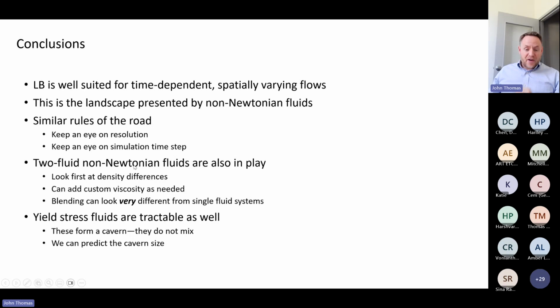Two fluid models are very much in play. Keep an eye on density differences, potentially even more so than rheology. Again, in a fully turbulent system, the rheology and variations might not have a big effect, but density, as characterized by the Richardson number or some Richardson number adjacent quantity, can strongly inform blend time and entrainment. Custom viscosities can be incorporated. That's great. That's well and good. And the blending may look very different from single-phase systems. It might be orders of magnitude longer.